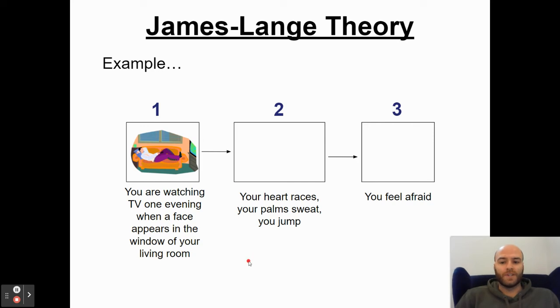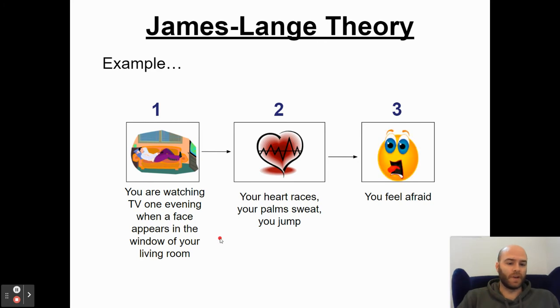So you're watching TV one evening, and a face appears in the window of your living room, right? Your heart starts racing, your palms sweat, you jump, right? And then you feel afraid. That would be what James-Lange claims happens when you experience emotion. Something happens to you, you have a physiological response, and then you feel afraid. Okay.